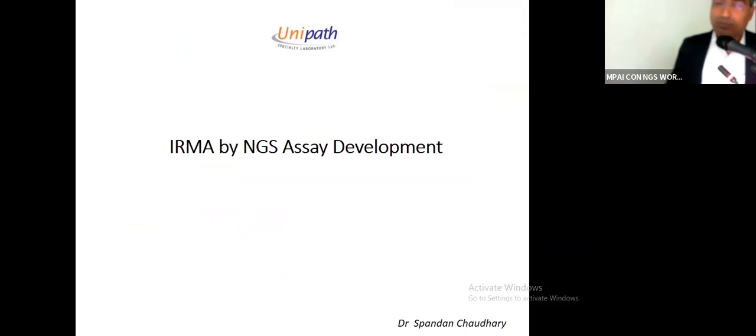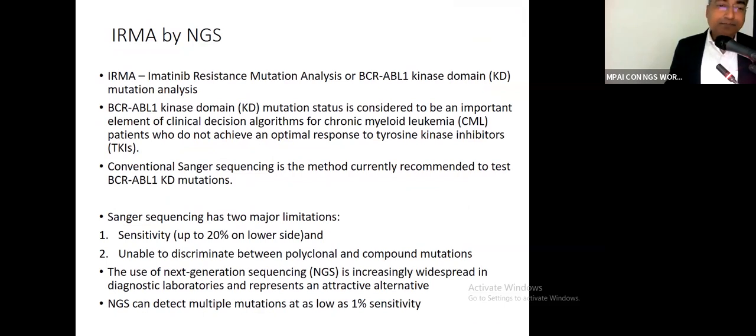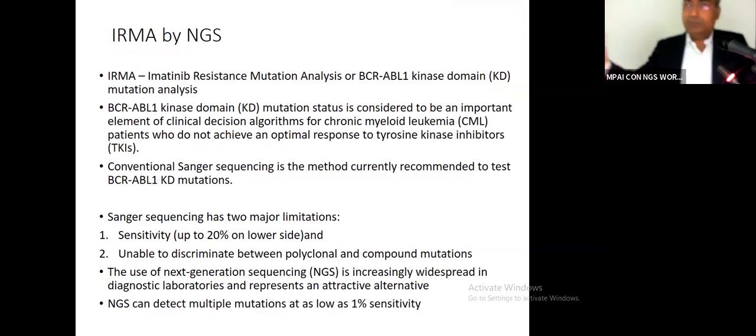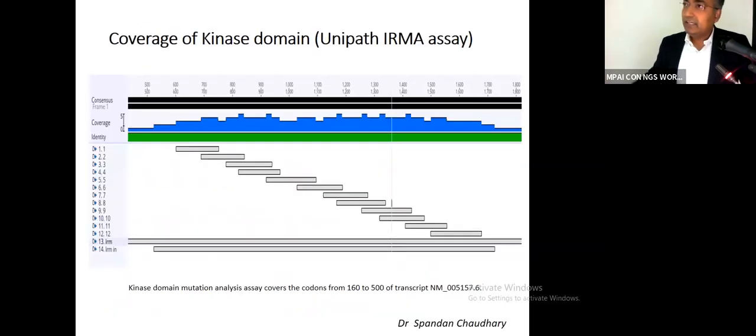One other assay that I wanted to highlight was kinase domain mutation analysis by NGS. This is an area where traditionally we use Sanger sequencing as the approach. Basically, you get your RNA, run your RT-PCR, amplify BCR-ABL, and sequence that kinase domain through a two-step protocol. It gives you a sensitivity of around 5 to 10%, and this has been the recommended way for documenting kinase domain mutations.